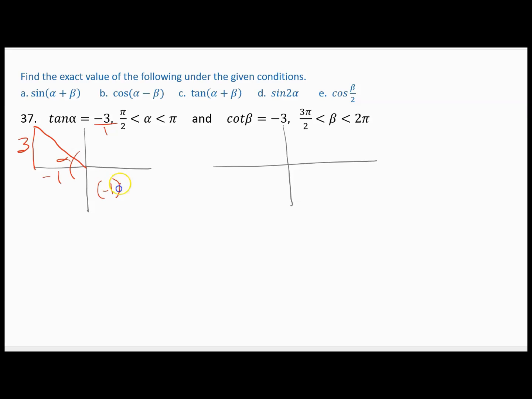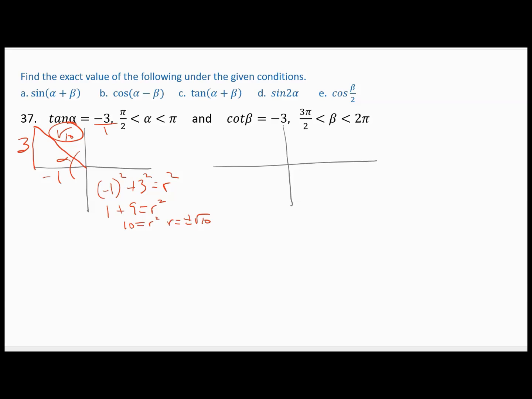So you got -1 squared plus 3 squared is equal to r squared. 1 plus 9 is r squared. 10 is r squared. So r would be plus or minus the square root of 10, but r can never be negative, so just the square root of 10.